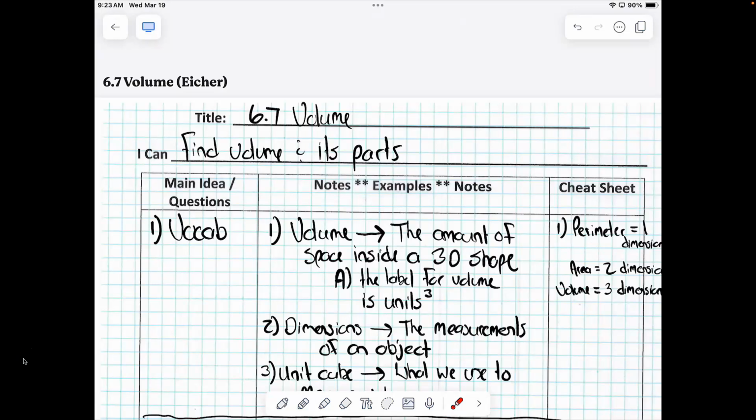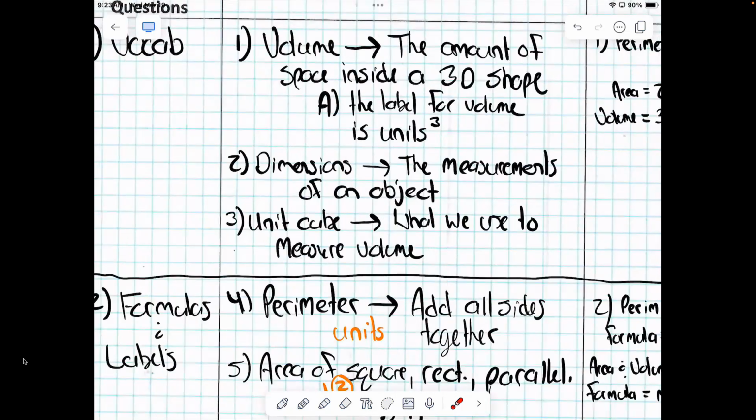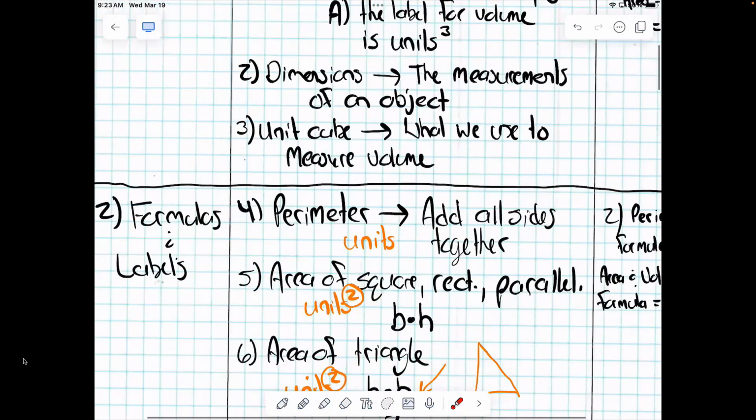Can you find volume? Yes. Sweet. All right, so volume is the amount of what? Space inside of something. What is that something? Beautiful. Dimensions we'll talk about in a second. Unit cube. A unit cube is the same as units to the power of 3, right? Yeah. Volume is measured using units to the power of 3 because volume has how many dimensions? 3. Sweet, nice job.